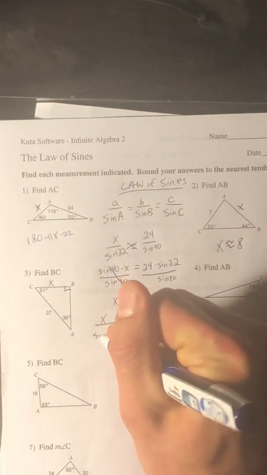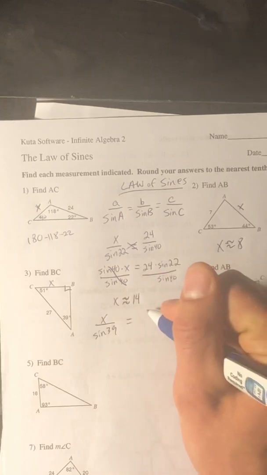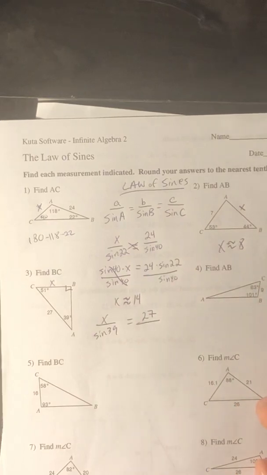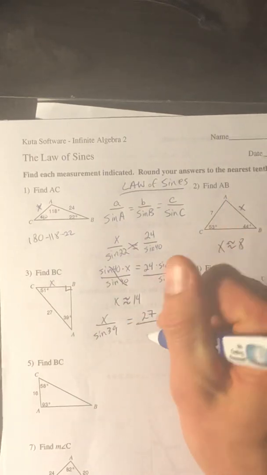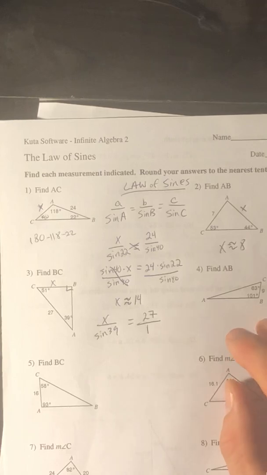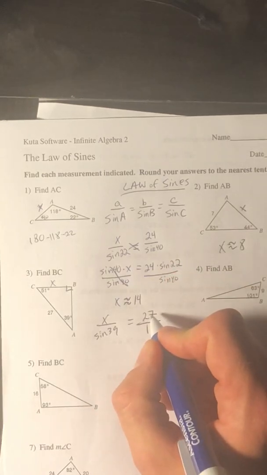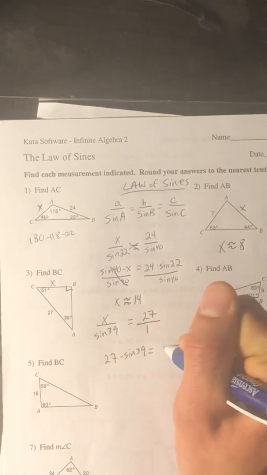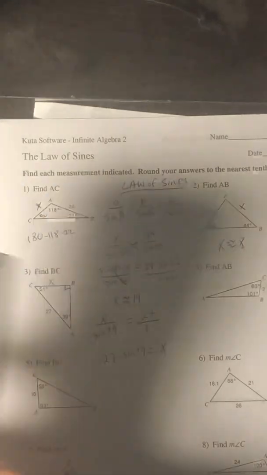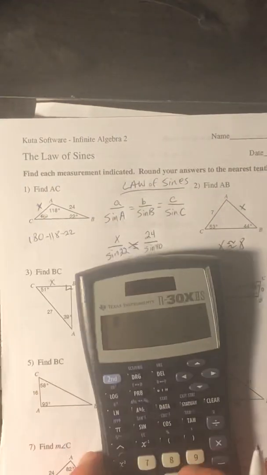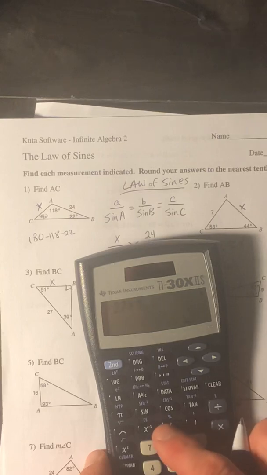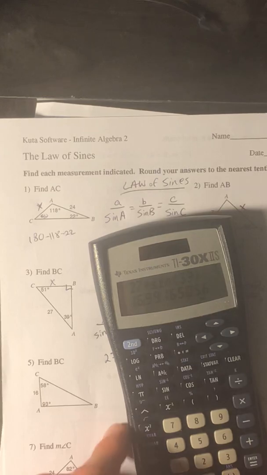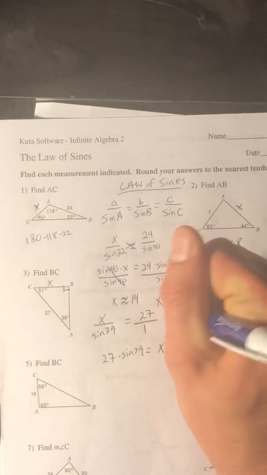So x over sine 39 is equal to 27 over sine of 90. This is really sine of 90 right here, which is the same thing as 1, okay? So it'd be 27 times sine of 39 is equal to x times 1, which is the same thing. So 27 times sine of 39 is equal to 16.99. So we'll go ahead and say it's 17.